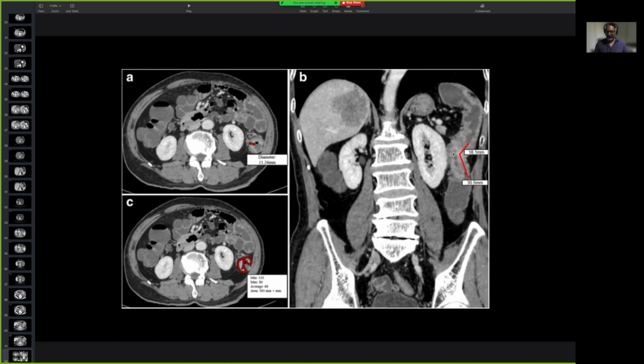Okay, so what is this? You can see this mass here. What structure do you think this is? So this is the descending colon. So that's the liver, that's the kidney, that's the ascending colon, this is the descending colon. And you can see lymph nodes here. So yeah, those are pericolic lymph nodes, but those are left pericolic lymph nodes.